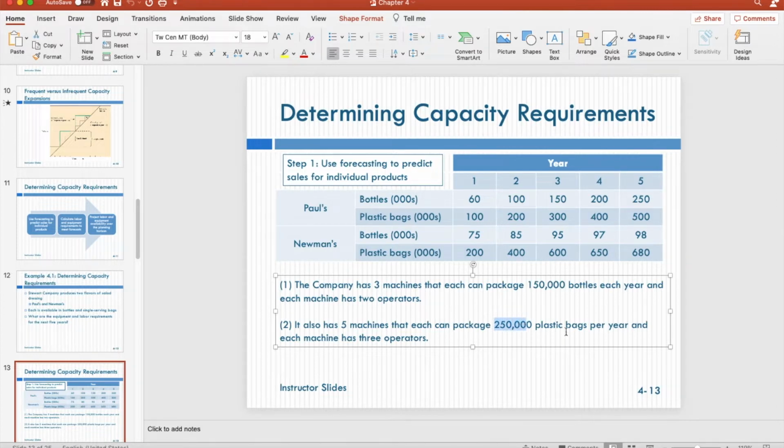Each year. And differently, for this plastic bag machine, each machine basically has 3 operators. So this is the basic fact about the plastic bag machine. We have 5 plastic bag machines. Each can package 250,000 plastic bags, and for each machine right now we have 3 skilled operators in order to monitor the whole procedure correctly.